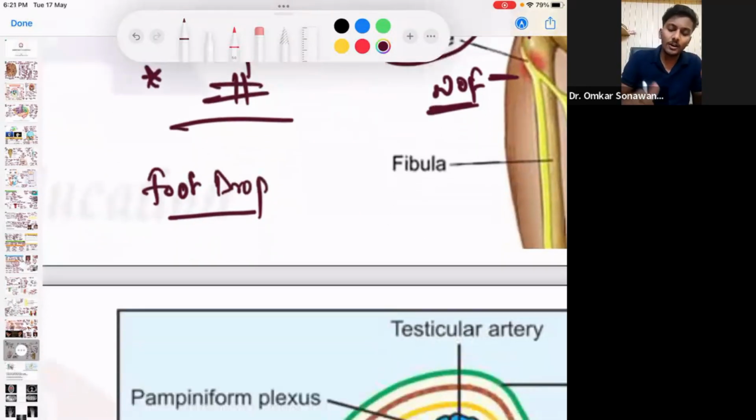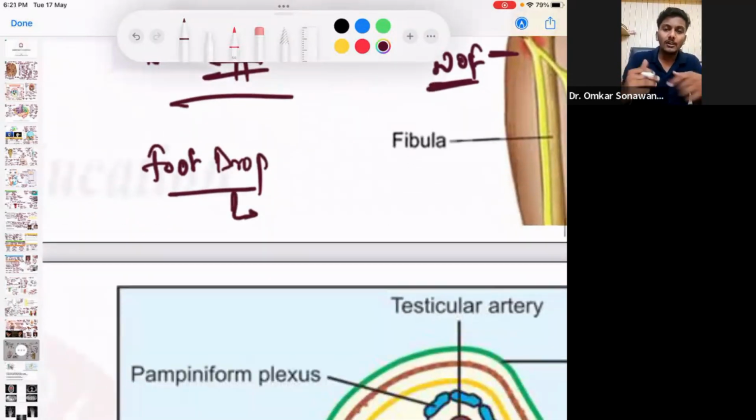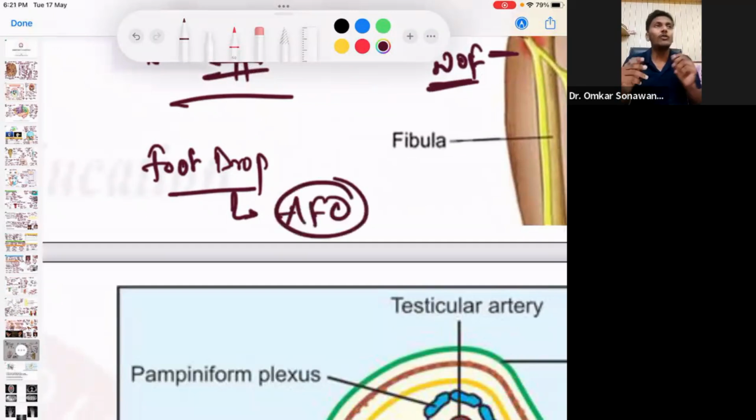Which splint is used in foot drop? It is known as the foot drop splint, also known as AFO, ankle foot orthosis.